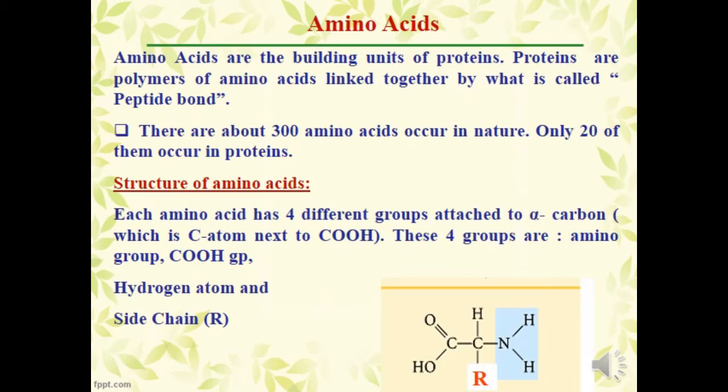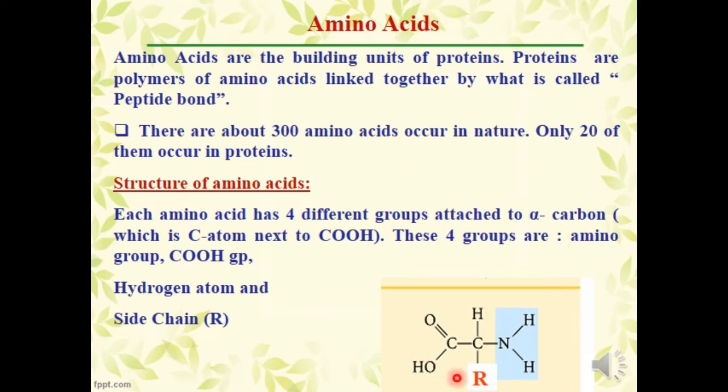So what are amino acids? Okay, the definition of amino acid: they are the building units of protein. What is protein? Okay, proteins are polymers of these amino acids linked together by peptide bonds. So there are about 300 amino acids that occur naturally. But only 20 of these 300 occur in protein. So therefore our focus is only these 20 amino acids.